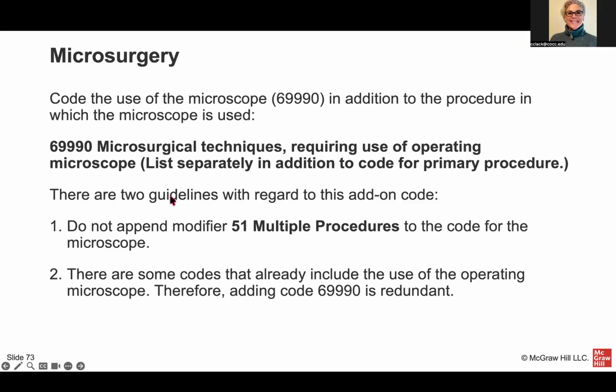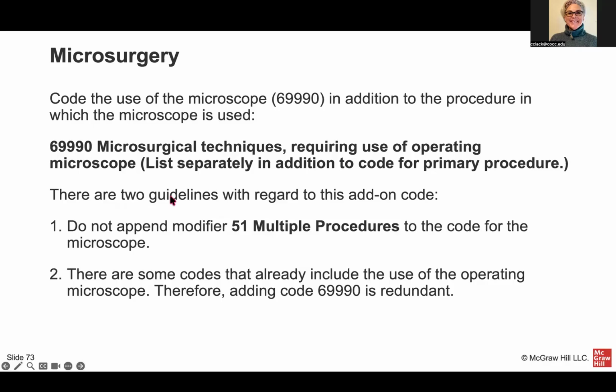Next, we have the operating microscope or microsurgery. And this is actually the second to the last slide. Almost there. The rules for reporting the microsurgery are code 69990, microsurgical techniques requiring use of operating microscope. In order to use this add-on, it's always reported in addition to the primary procedure. You would never use this as a standalone code. Second, you do not use modifier 51 multiple procedures if you use this code. Add-on codes are exempt from modifier 51.